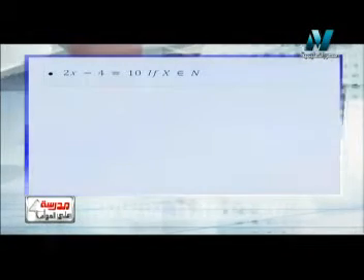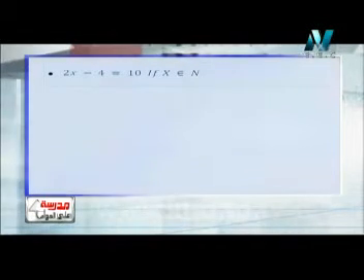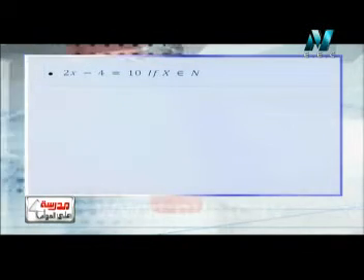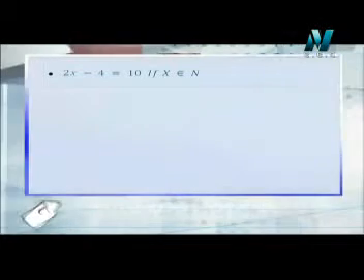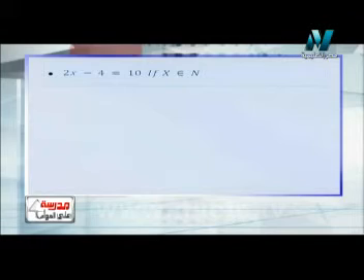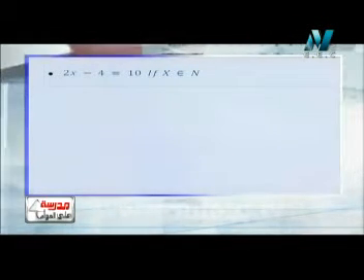The second one. 2x minus 4 equals 10. And we must have the result in natural numbers. Natural numbers 0, 1, 2, 3, 4 and so on. Then 2x minus 4 equals 10. I want to put x on one side. Firstly we must cancel negative 4. We move it to the other side, plus 4.